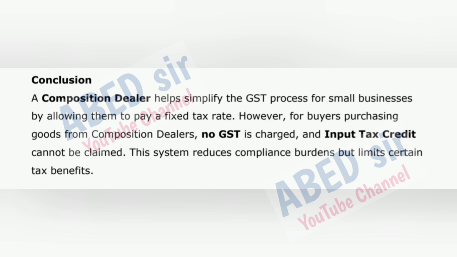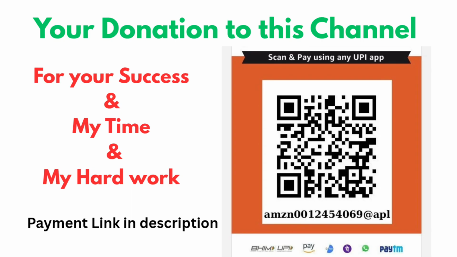Conclusion: a composition dealer helps simplify the GST process for small businesses by allowing them to pay a fixed tax rate. However, for buyers purchasing goods from composition dealers, no GST is charged and input tax credit cannot be claimed. This system reduces compliance burdens but limits certain tax benefits. I hope you understand easily each question.